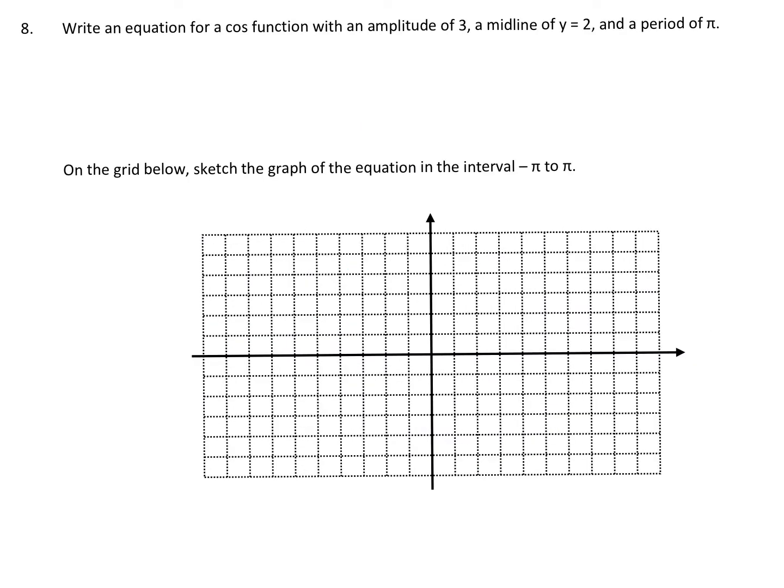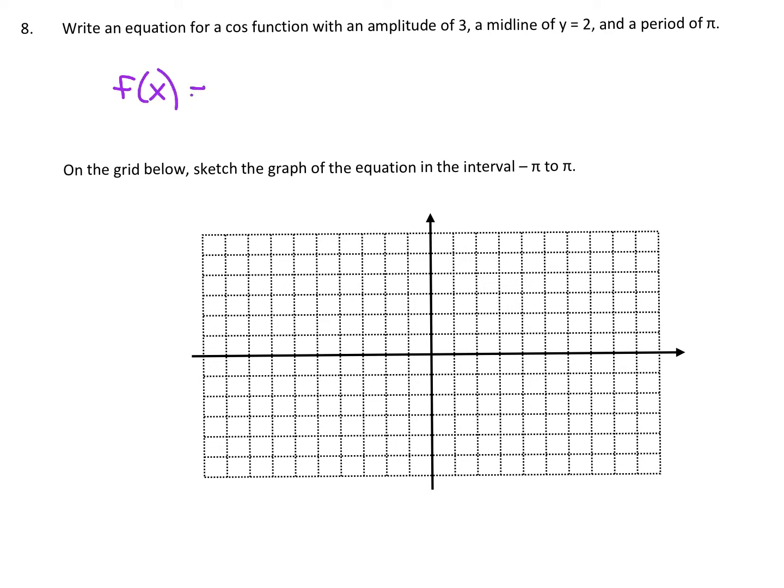Okay, so now number 8. Number 8 has 2 parts. The first thing they want us to do is write an equation for a cosine function with an amplitude of 3, a midline of y equals 2, and a period of pi. Okay, now the first thing I want to point out, because they use this word function, please don't write y equals. We want to write it in function notation. So I'm going to write f of x equals.